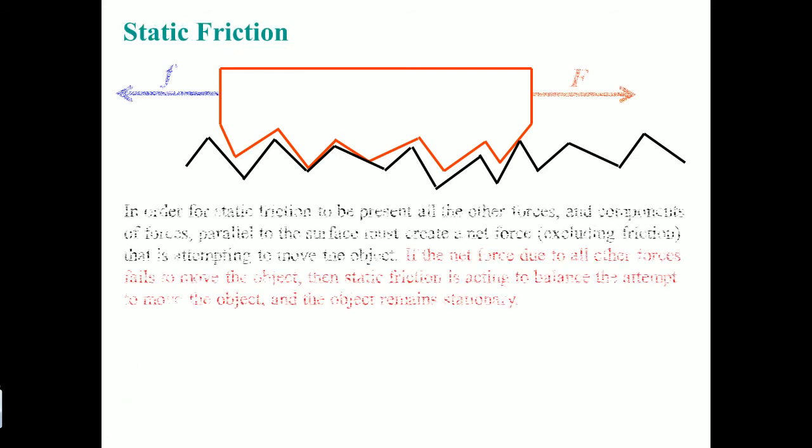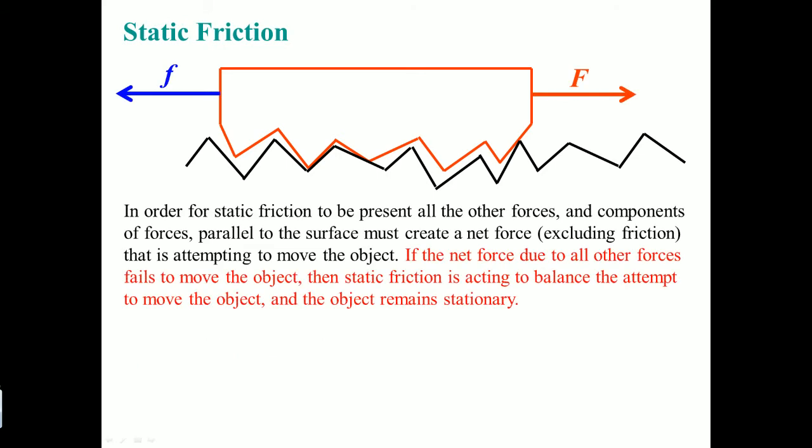In this picture, you're going to see the force going to the right is the force applied, and there's a force going against it, which is the squiggly F, which stands for friction. In order for static friction to be present, the components of the force parallel to the surface must create a net force, excluding friction, that is attempting to move this object. In this scenario, the object does not move because the force forward to the right is equal to the force holding it back, which is the force of friction going left. This object does not move. It remains stationary. It's at equilibrium.